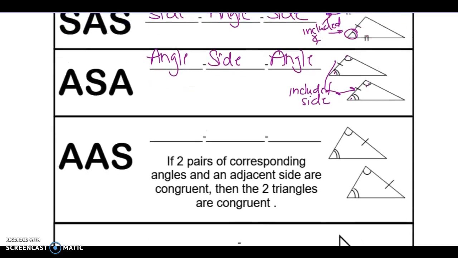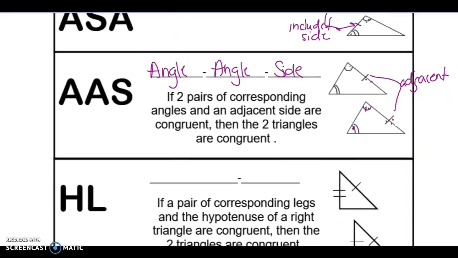And the first new one for today is called angle, angle, side. Okay. This happens when you have two pairs of corresponding angles that are next to each other, so consecutive. Okay. And then an adjacent side. So this is one where the side is not included. It's an adjacent side. Okay, so it's next to one of the angles. All right, when these two angle pairs and an adjacent side on a side outside the angles is congruent, then the triangles are also congruent. That's called angle, angle, side. That's how we name it, angle, angle, side.